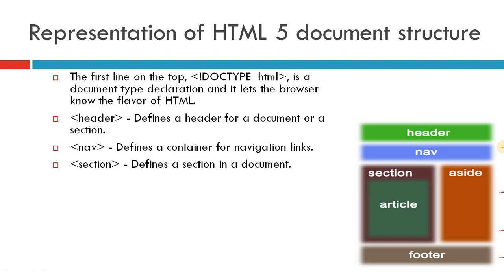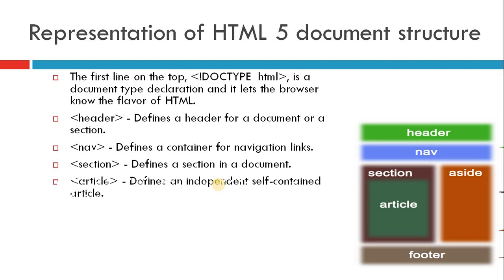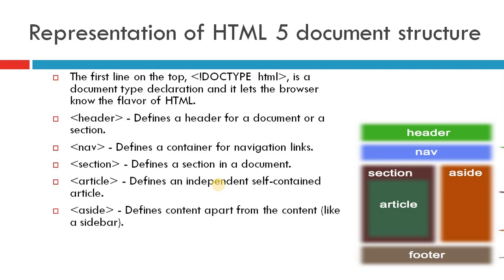Section defines a section in the document. So here we have defined a section. We can have n number of sections, one section, three sections, one below the other, three sections side by side. It all depends. Article defines an independent self-contained article. So if there is some kind of text that we want to put in, then article is best. Aside defines content apart from the main content, like a sidebar. In many of the websites, you must have seen a sidebar. The sidebar can contain text, images, or videos also.